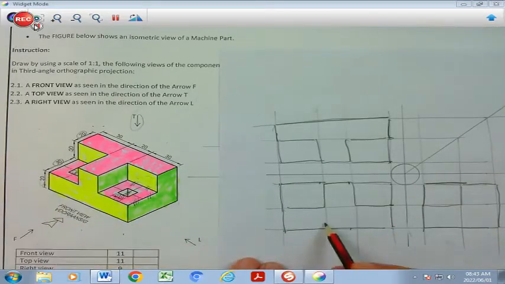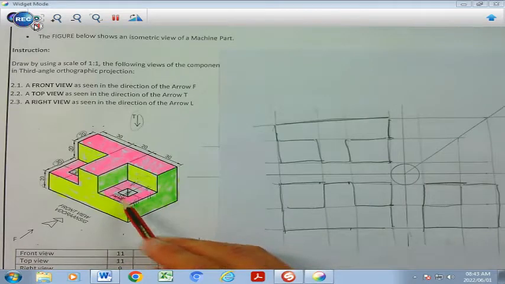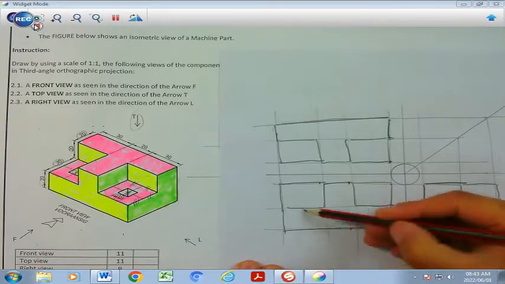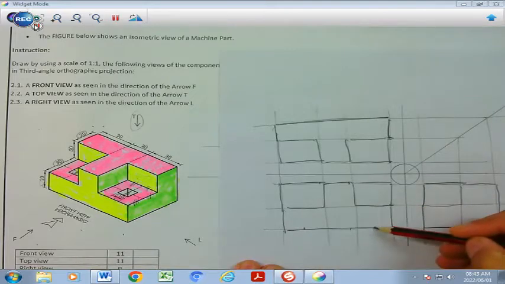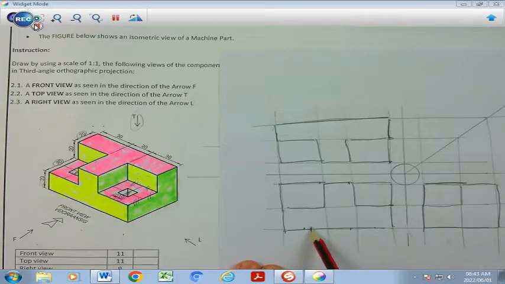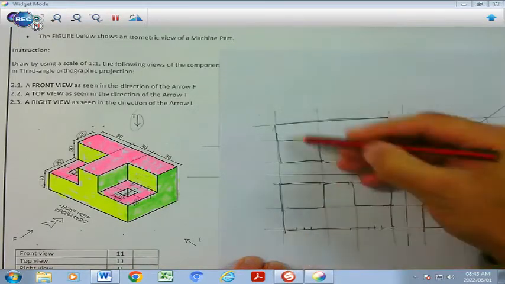Let's look at the holes here in the front view. So to be able to create the holes, you're going to go center to this part here, which is 15. So I'm going to create my center. And because my hole is 10, I'm going to go 5 millimeters and 5 on both sides of my center, 5 and 5.